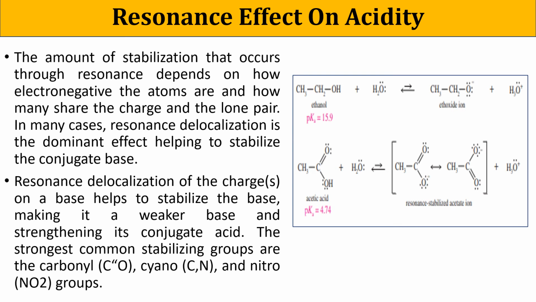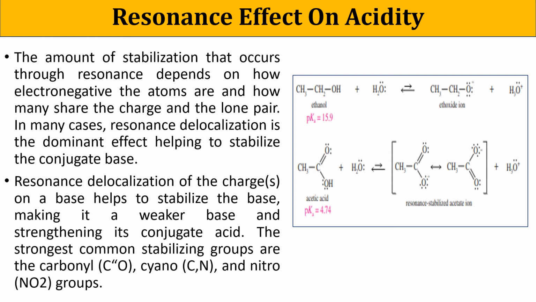When an acid donates a proton, the conjugate base is left with the two electrons that once bonded it to the proton, and often a negative charge. This lone pair of electrons and negative charge may be delocalized over two or more atoms by resonance. The amount of stabilization that occurs through resonance depends on how electronegative the atoms are and how many share the charge and the lone pair. In many cases, resonance delocalization is the dominant effect, helping to stabilize the conjugate base.